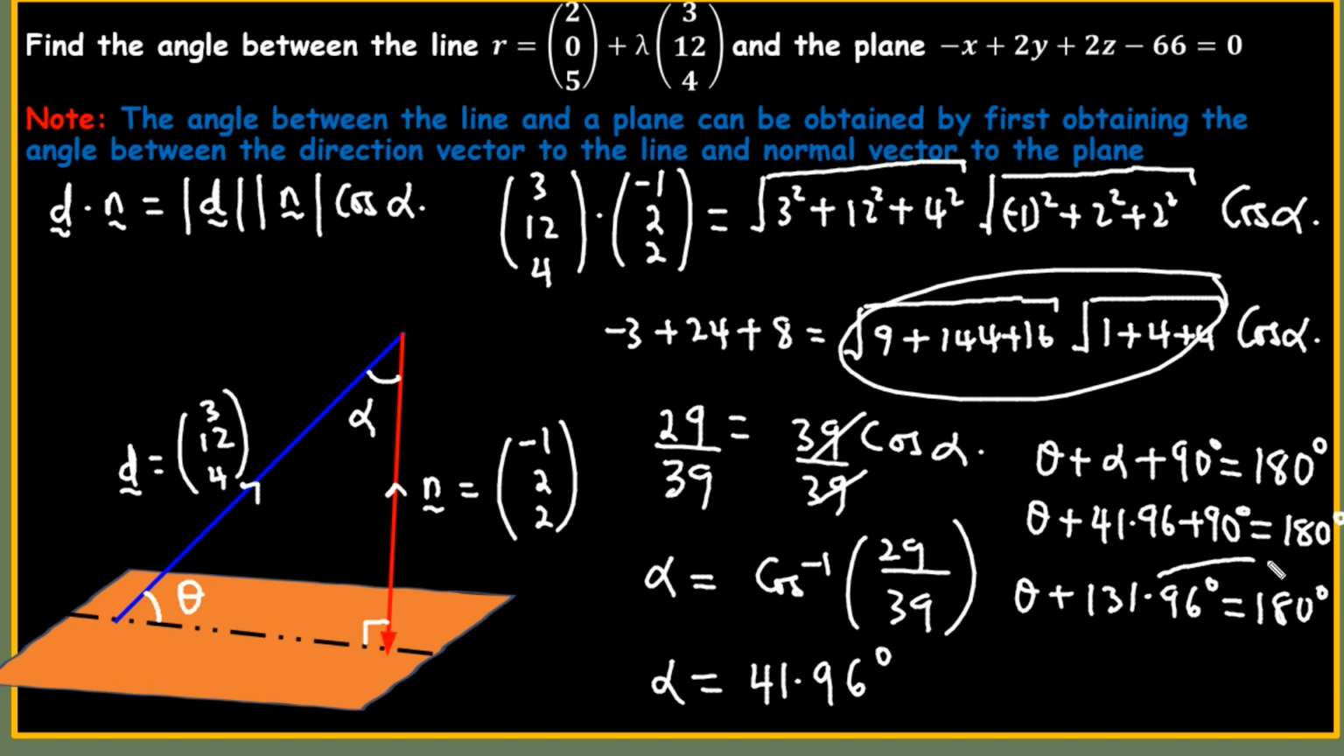So we carry 131.96 to the right hand side. Therefore, theta is equal to 180 minus 131.96. So this gives us 48.04 degrees.